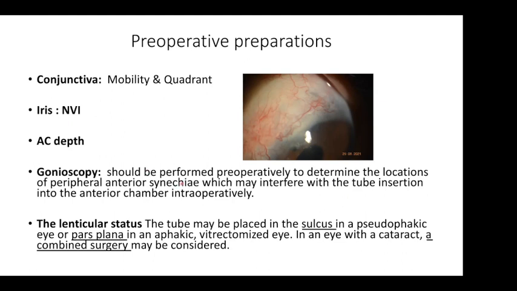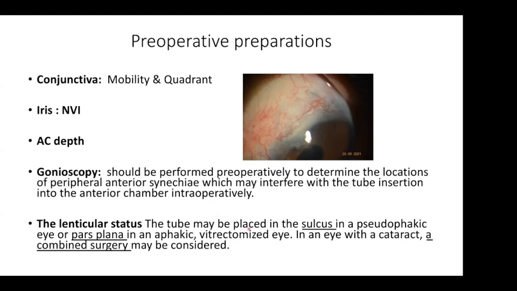Gonioscopy is an integral part of all glaucoma examination procedures. If you plan to put the tube superotemporal, then you need to check that there is no peripheral anterior synechiae, something that the tube will face at the time of introduction.